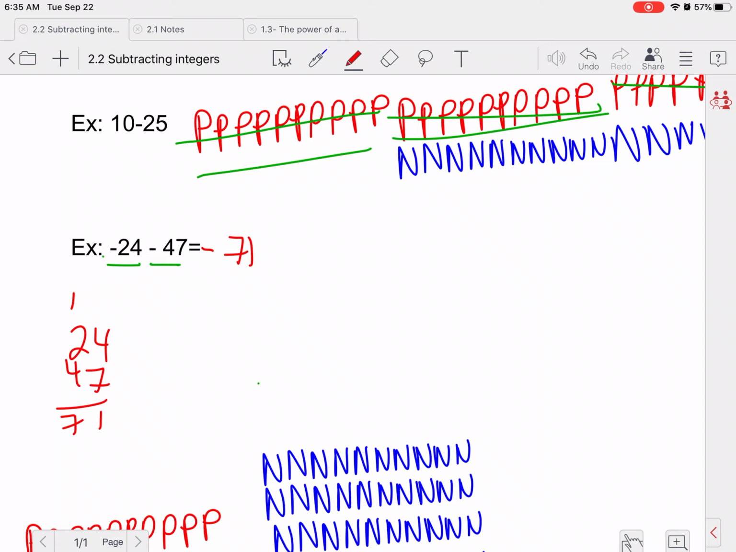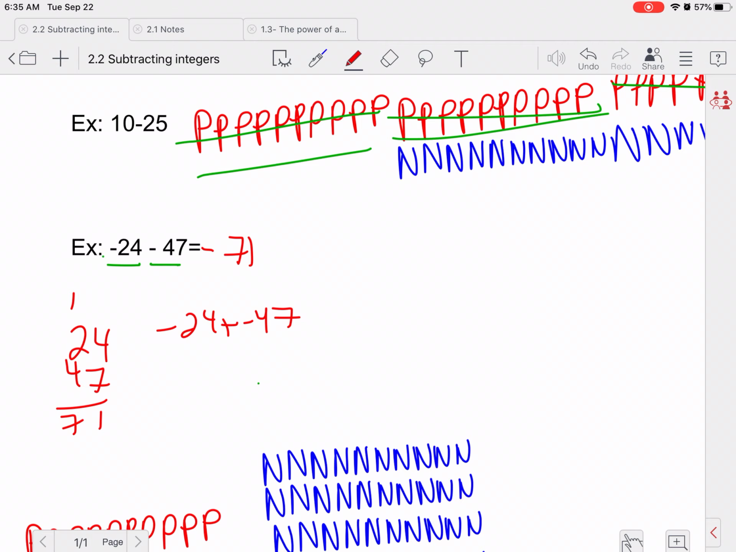You could also have written this as negative 24 plus negative 47. That would have been the same as what we did yesterday. So negative 24 plus negative 47, that's adding two negatives. So we just keep it more negative.